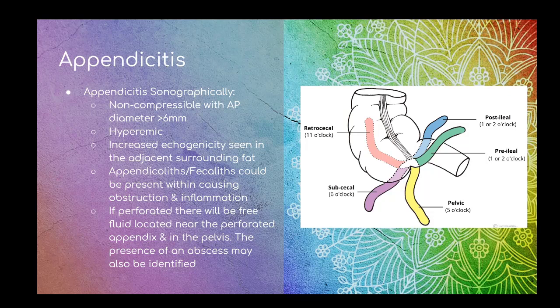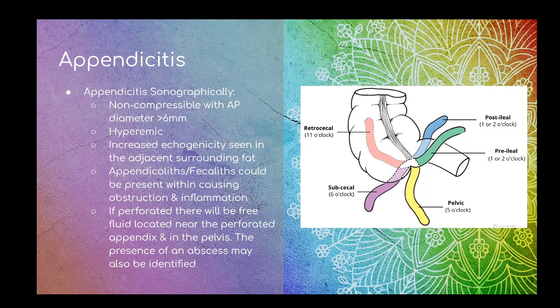We're also going to put color on our appendix, and we're going to see that the walls are hyperemic. So we're going to see increased vascularity in the walls of the appendix and in the area surrounding it. We're also going to see increased echogenicity in the surrounding fat. We call that fat stranding. It's when the fat also gets inflamed.